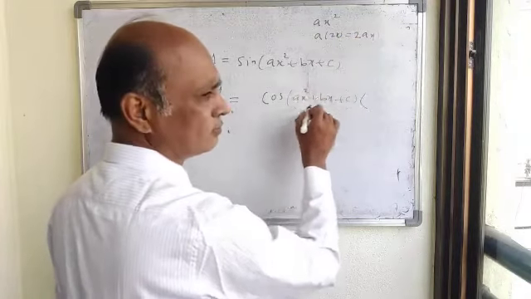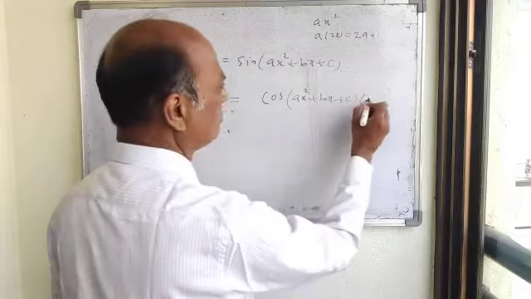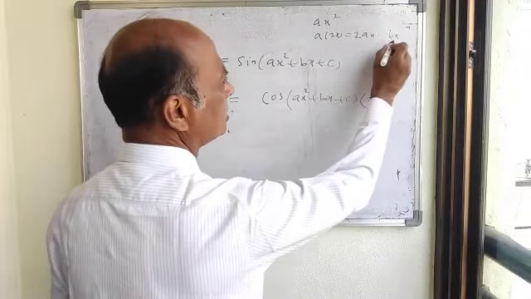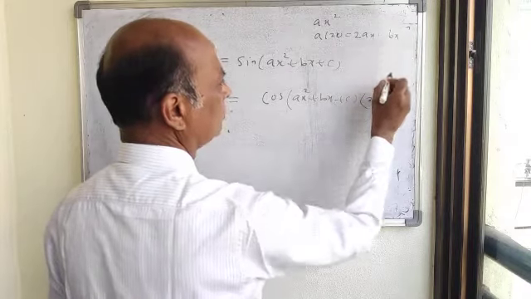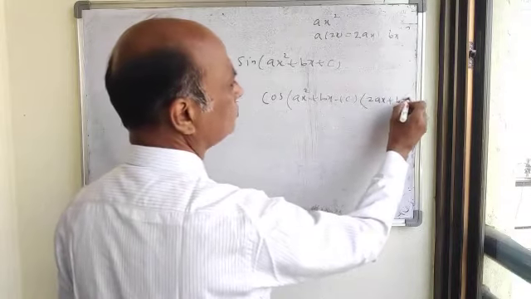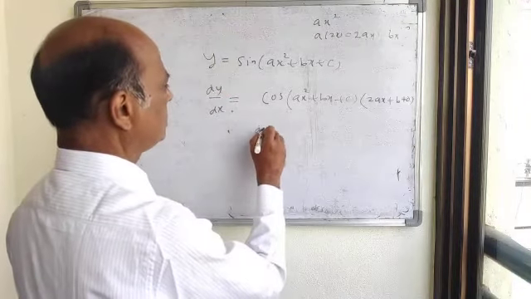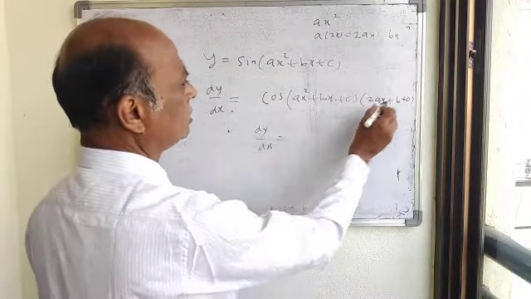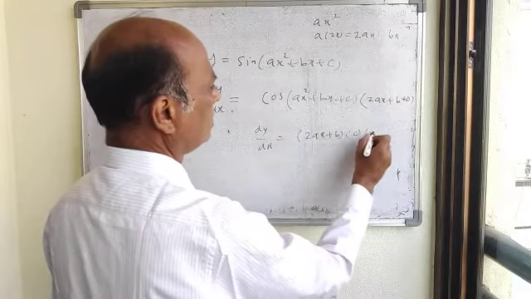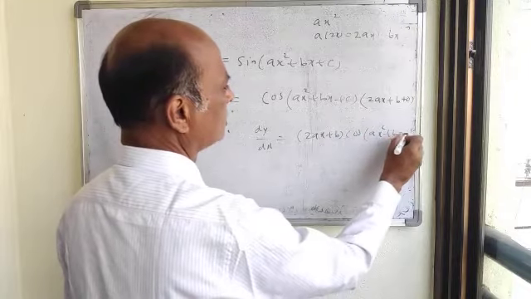The derivative of this term is 2ax plus. Now here bx. See, b is constant, the derivative of x is 1, so b. And this is purely constant, its derivative is 0. Therefore, dy by dx is equal to 2ax plus b into cos of ax square plus bx plus c.